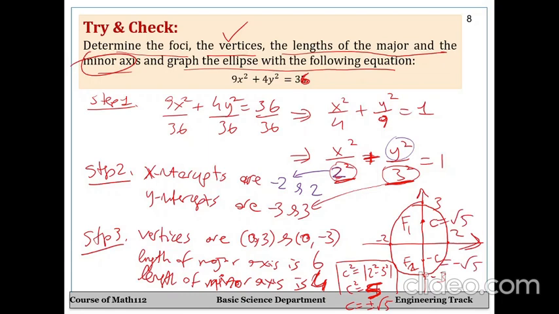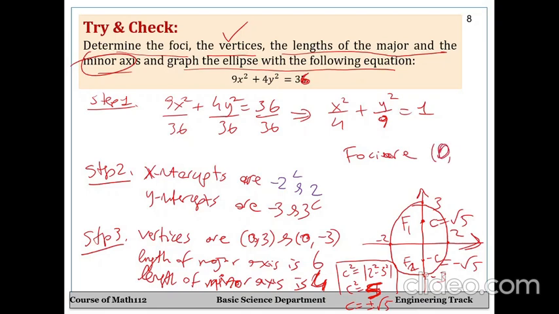And where are the foci now? The foci are now on the y-axis, so they are (0, square root 5) and (0, minus square root 5). But here, as we stated earlier, you can directly say c squared is the big one 9 minus the small one 4. You can directly say that.